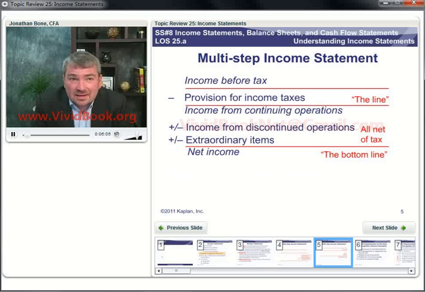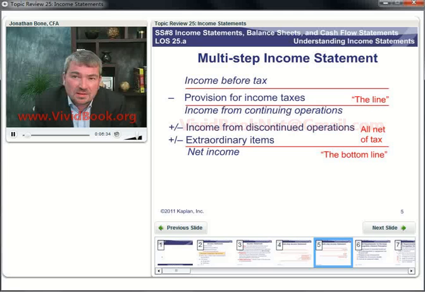In fact, an increase in a deferred tax liability is going to increase the tax expense. An increase in a deferred tax asset will reduce it, but we're going to see that in a later reading on deferred tax. That gives us our income from continuing operations. Notice the provision for income taxes is often referred to as the line, and we talk about items above the line and items below the line. Items above the line are all going to be reported gross of tax, and the tax on them is in the provision for income tax line.